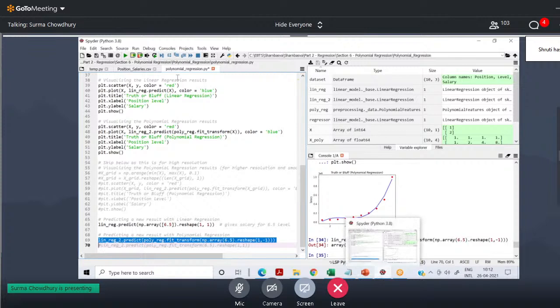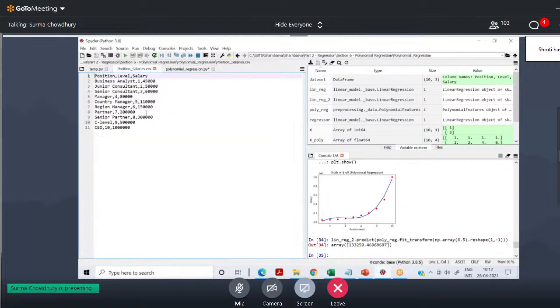Now if you see my data, my 133,000 is between a country manager and regional manager. But typically I would have expected something more than 150,000 because he has joined as a regional manager. He's a little more in terms of experience like a regional manager. If the model has to give him some salary, it should be between 150k and 200k, right? So 130,000 is still, I feel, a little less.